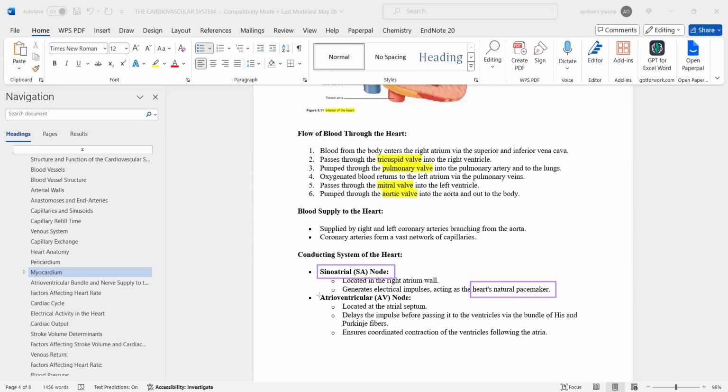Then we also have the AV node too, the atrioventricular node. This is not a pacemaker, but it also generates impulse, or it gets impulse. Impulse is passed to it, okay?